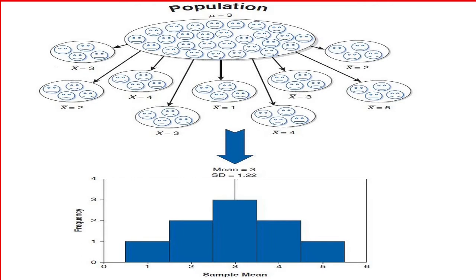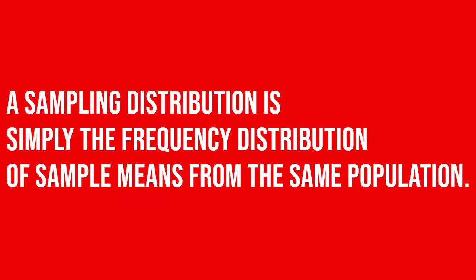We can actually plot the sample means as a frequency distribution or histogram, just like I have done in the lower part of the diagram. This distribution shows that there were 3 samples that had a mean of 3, 2 and 4 occurred in 2 samples each, and means of 1 and 5 occurred in only 1 sample each. The end result is a nice symmetrical distribution, which we call the sampling distribution. Sampling distribution is simply the frequency distribution of sample means from the same population.